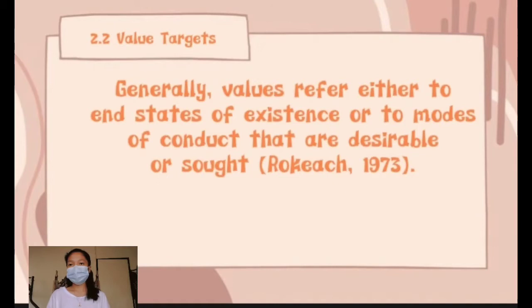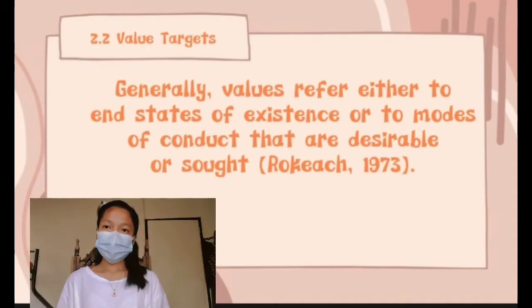Next topic is value targets. Generally, values refer either to end states of existence or to modes of conduct that are desirable or sought (Rokeach, 1973). End states of existence refer to conditions and aspects of oneself and the kind of world that a person wants, such as a safe life, world peace, freedom, happiness, social acceptance, and wisdom.